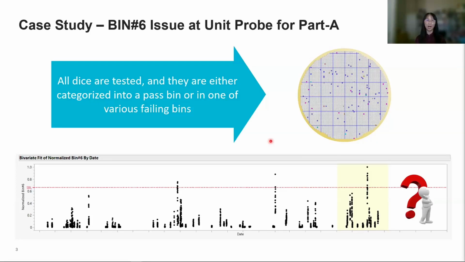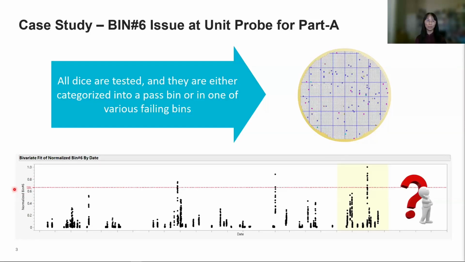In this case, I'm going to show you bin 6. It is one of the bins that we had some problem with recently. And this is the trend chart for the normalized bin 6 fallout. And you can see that this statistical bin limit was calculated based on the historical data.